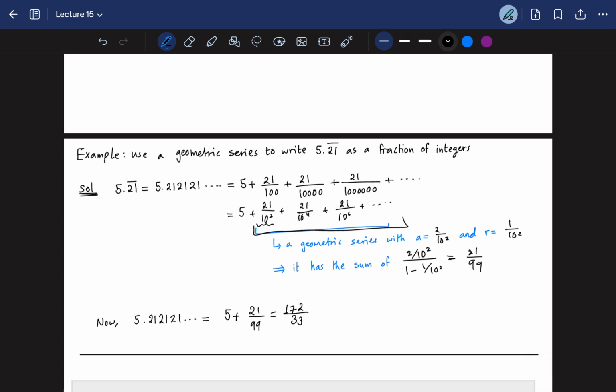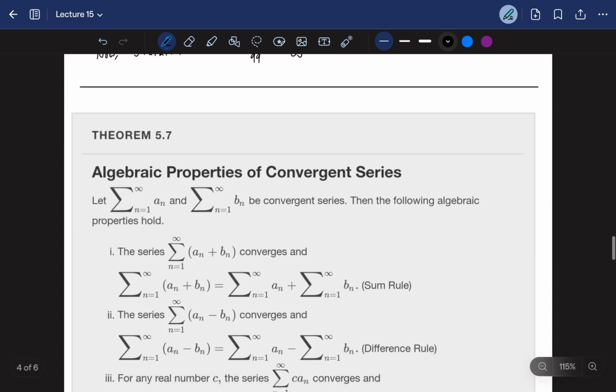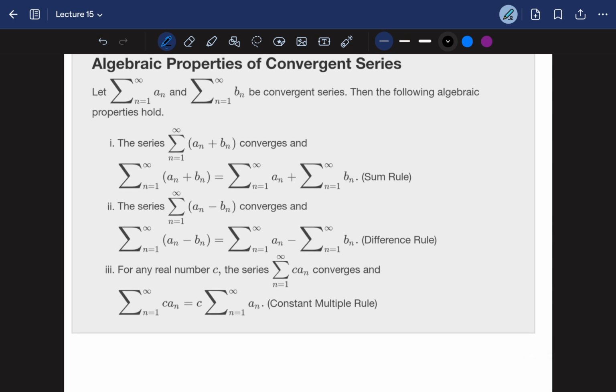Now, the same as limits, series also have algebraic properties. So if I have two sequences added up inside of a series, I can split it using the sum rule. If I have a difference, I can split it too. And if I have a constant, I can take it out. But be careful. If I have a division or a multiplication inside of my series, I can't distribute it.